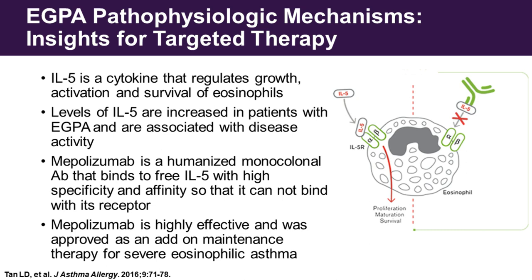Again, a lot of text, but what's happening here, as I mentioned, is that IL-5 has a really big role in proliferation, maturation, and survival of eosinophils. So when IL-5 binds to a receptor on the eosinophil, you get this process. And so there's mepolizumab, which is a humanized monoclonal antibody that binds up that free IL-5 so it can't attach to its receptor, so you can't have this pathway going on. And we know that levels of IL-5 are increased in patients with EGPA, and they are associated with disease activity. That, plus the fact that it was really effective as a maintenance therapy in severe eosinophilic asthma, led to our understanding that maybe this could really work in EGPA patients.